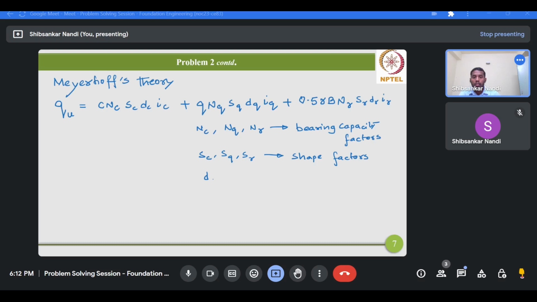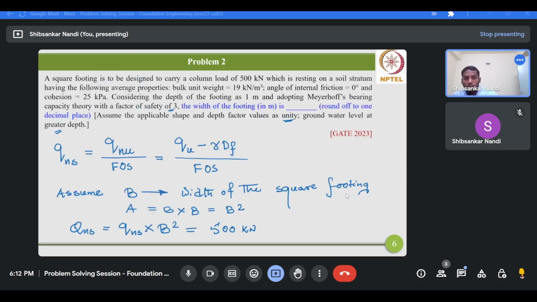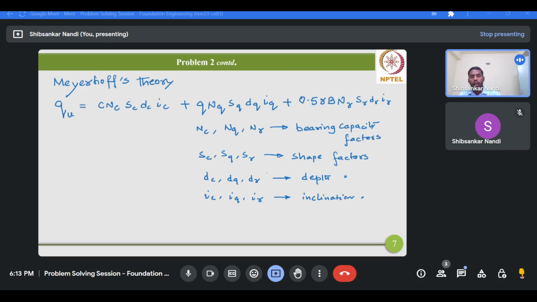And DC, DQ, D gamma, these are the depth factors, and IC, IQ, I gamma, these are the inclination factors. Okay. So for this problem, the shape and depth factor values are given to you as unity. So all these values would be 1. Here also all these values would be 1.